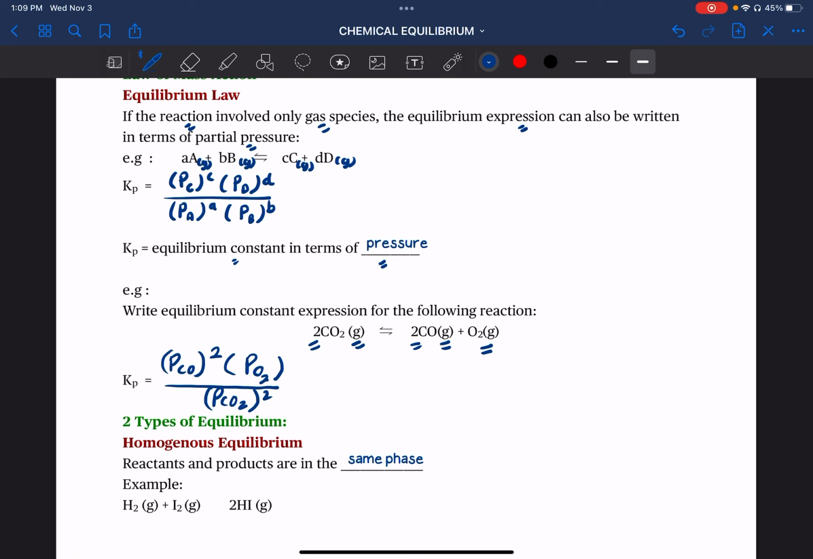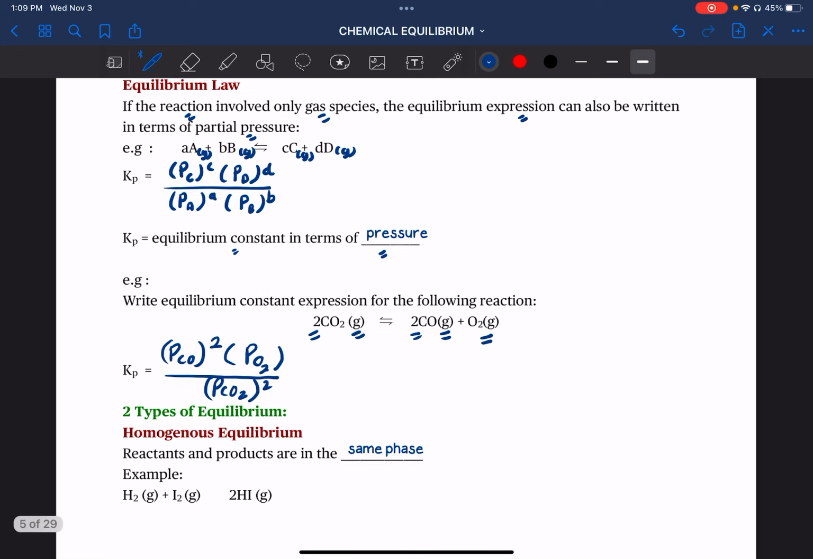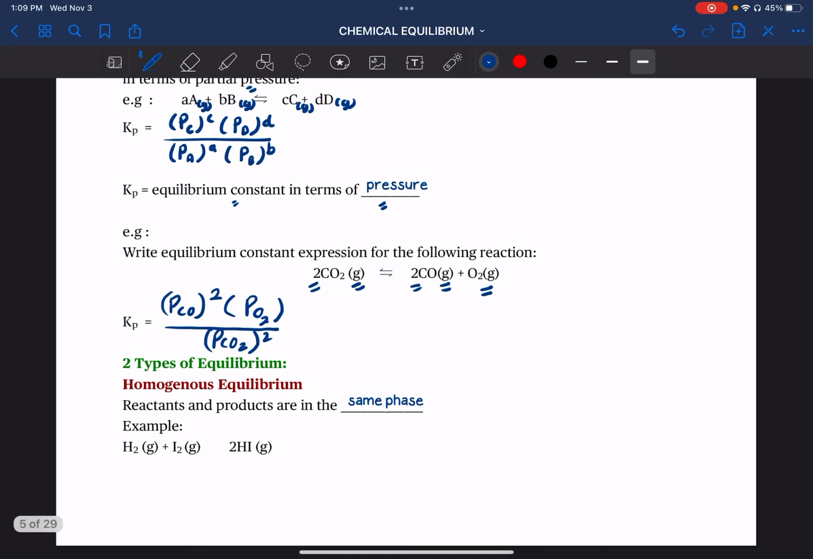Okay, let's proceed. Kita akan gunakan lagi Kc and Kp untuk 6.2. Okay, so next kita tengok types of equilibrium. So kita ada 2 jenis equilibrium. The first one is homogeneous equilibrium. Okay, di mana untuk homogeneous, reactant and product are in the same phase. Okay, so cuba tengok kat sini. Gas, gas, gas. So kalau phase semua species tu sama, so itu adalah homogeneous species ataupun homogeneous equilibrium.